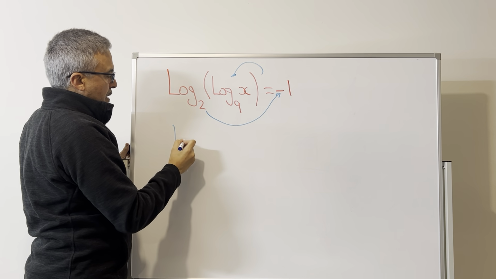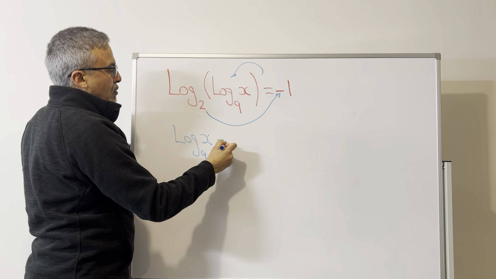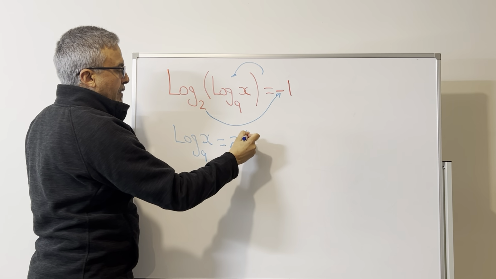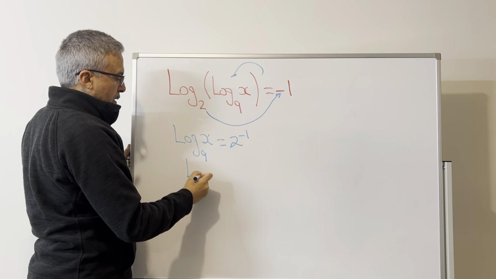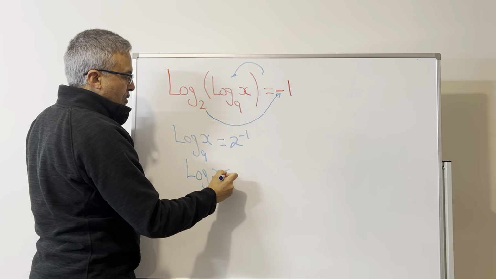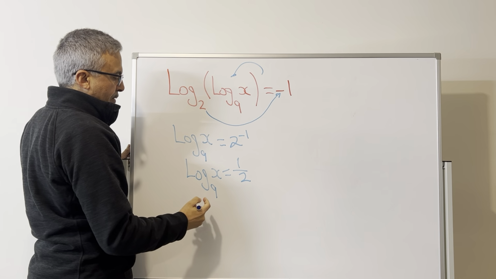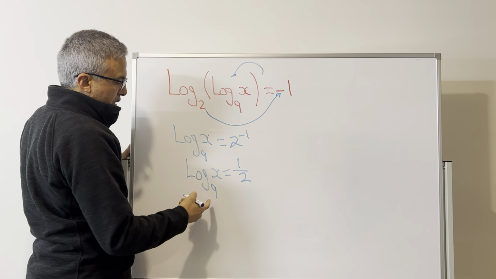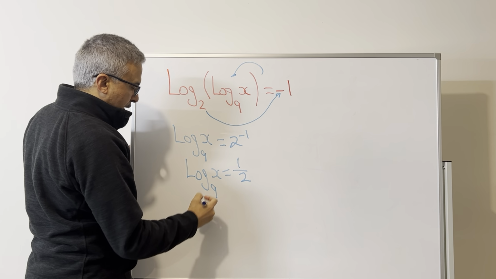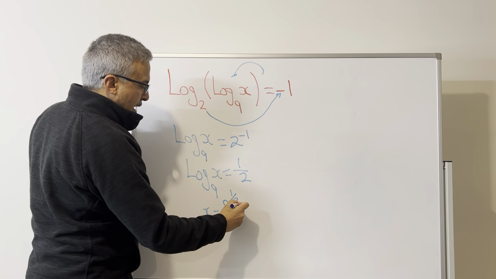So what does that mean? It means log base 9 of x should give you 2 to the power of -1. And that's log base 9 of x gives you 1 over 2. 2 to the power of -1 is just 1/2. And now, again, 9 raised to the power of 1/2 gives you x. So therefore, x equals 9 raised to the power of 1/2.